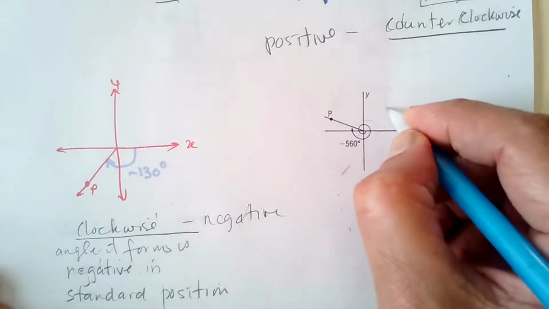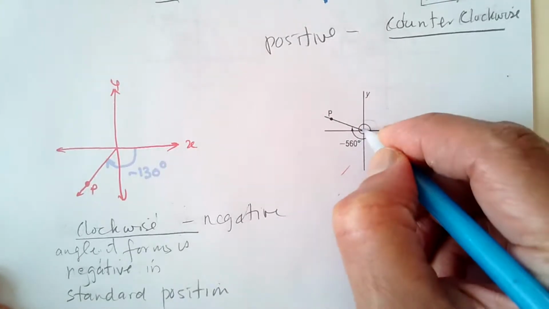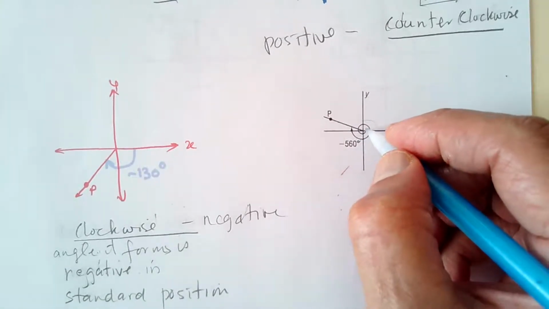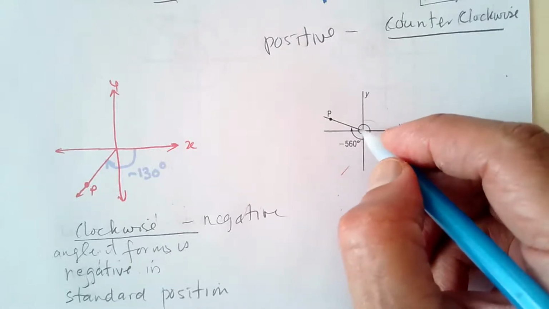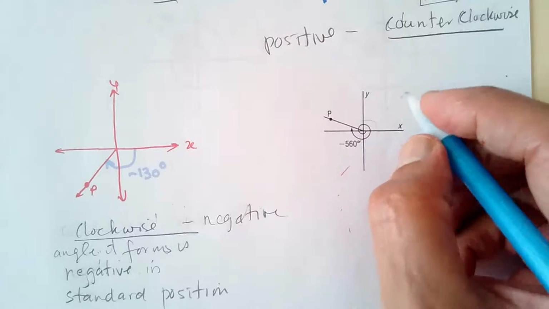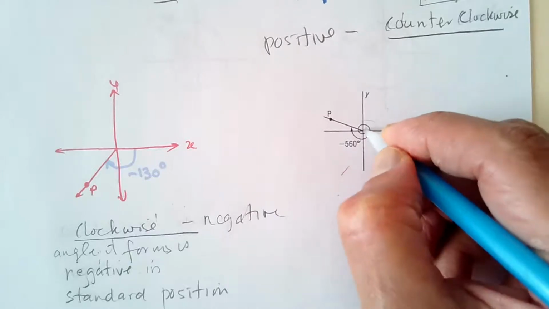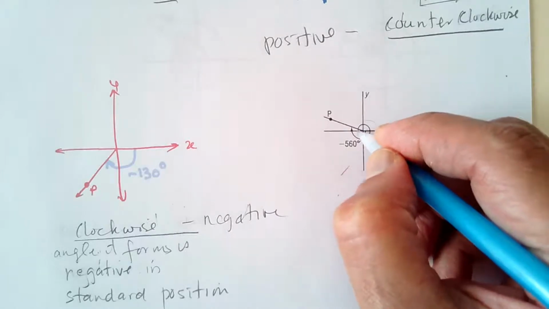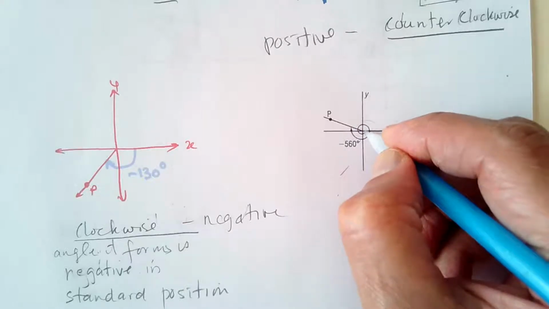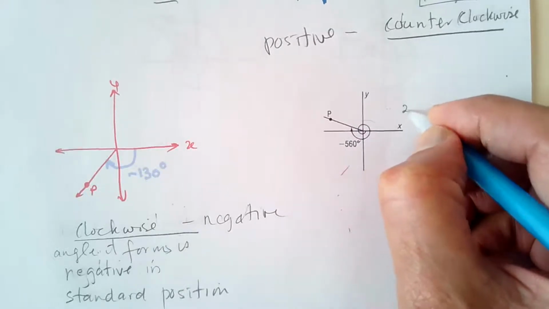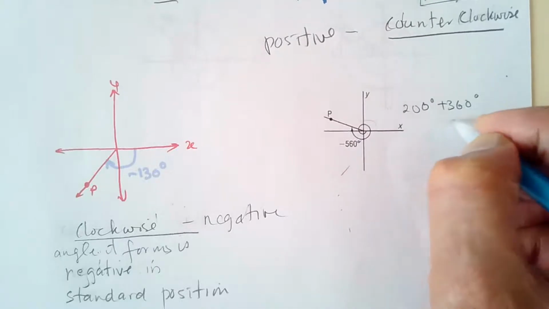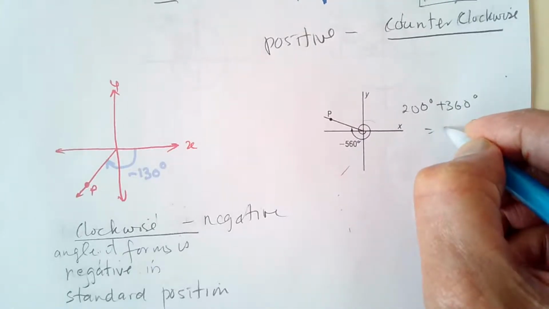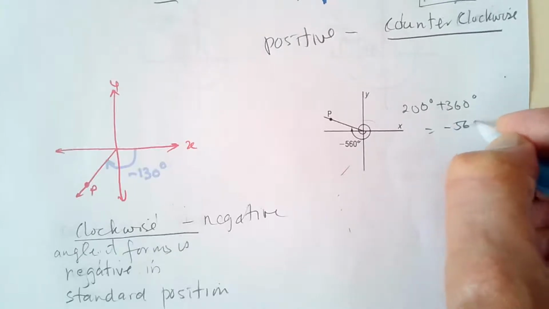So in this case, we have an angle of 360 plus 200. We go around once, clockwise here, that's 200 degrees. So 200 degrees plus 360 degrees gives you a total of negative 560.